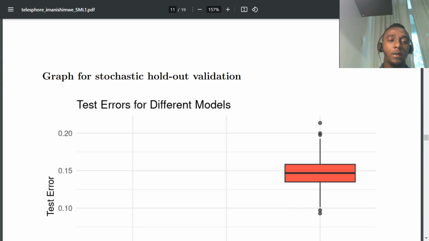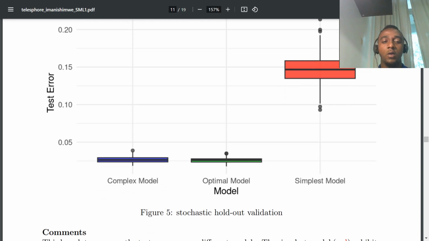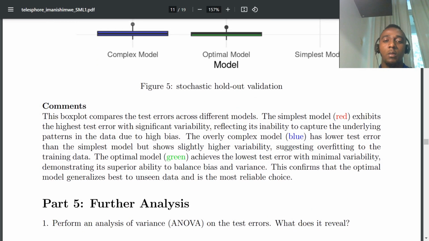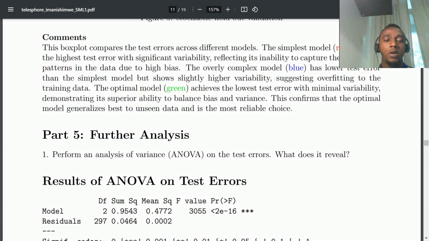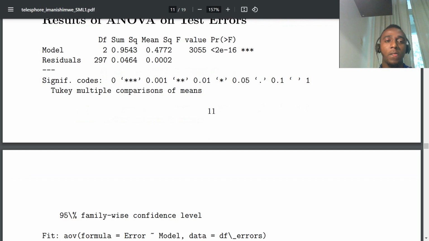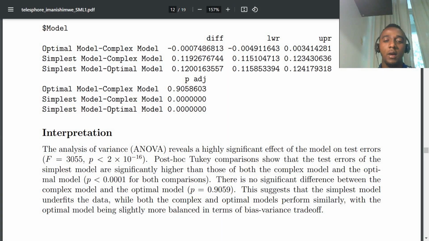After that, I went to the test error. For the test error, I used the box plot. As you see, by using the box plot, the optimal model has smaller variance, which makes it better than the other models. And for the ANOVA test, I tested the variation across those models, where I found that the highest significant effect of the model on the test error was found from the simple model to the optimal model.